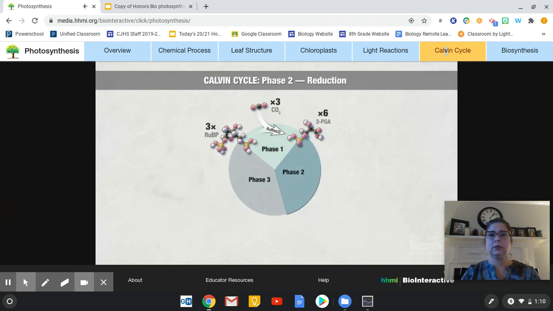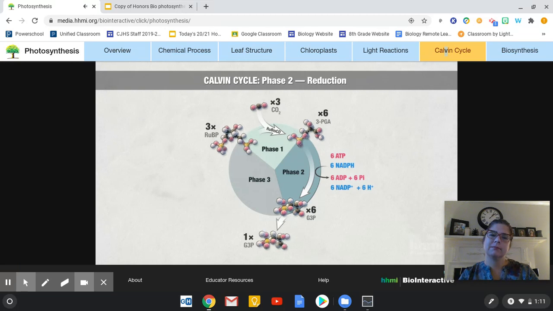In the second phase, the organic molecules accept electrons, a process known as reduction. The 6 molecules of 3-PGA use 6 molecules of ATP and 6 molecules of NADPH, which store energy from the light reactions, to generate 6 molecules of G3P. The G3P molecules contain more electrons and are higher in potential energy than 3-PGA. One molecule of G3P exits the cycle. It can be used to make other organic molecules.